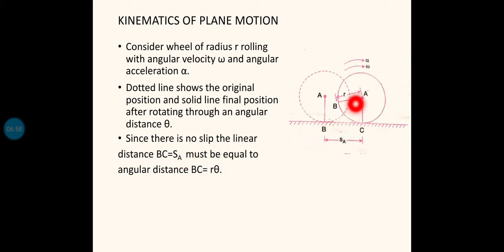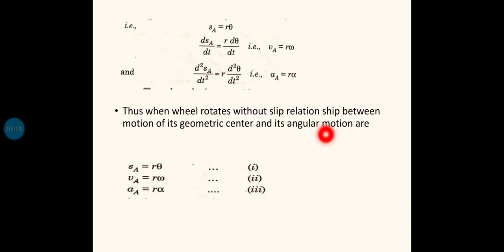During that motion, the angular displacement is theta. If this angle is theta and this radius is r, then you can calculate this curved distance CB. The curved distance of the sector will be r theta. So BC is equal to r theta. Since the linear distance SA is equal to the curved distance BC, and the curved distance is given by r theta, where theta should be in radians, therefore SA equals r theta.